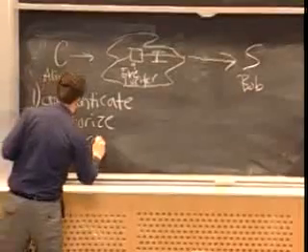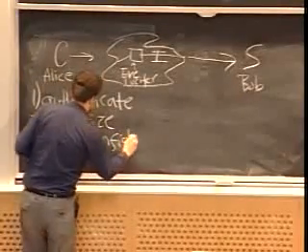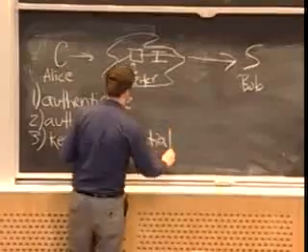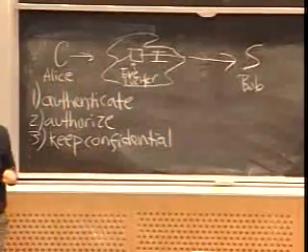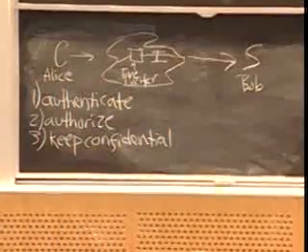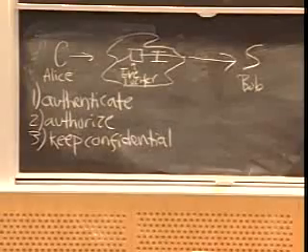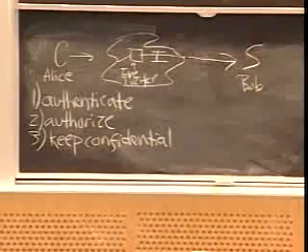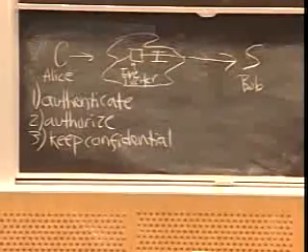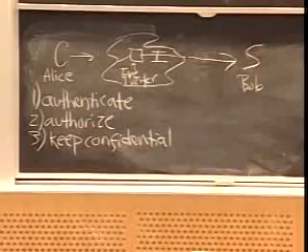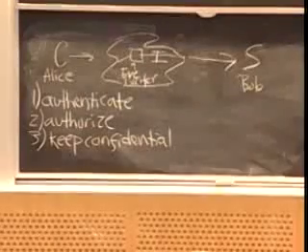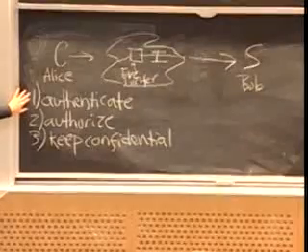We also need to keep some information confidential. We may want it to be the case that Eve, who overhears a packet, can't tell what the contents of that packet are. We may want to protect the contents so that Eve can't even see what's going over the network. Notice that this is a little bit different than authenticating.